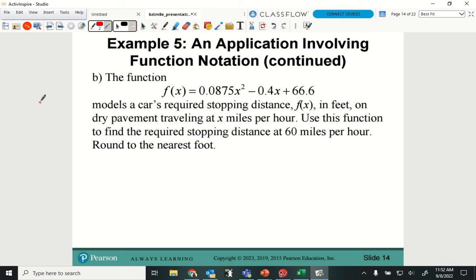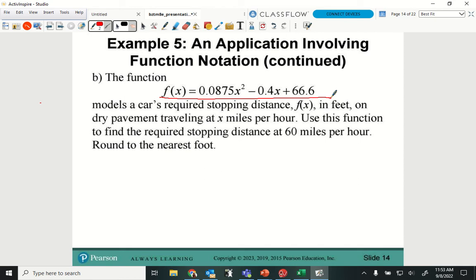Alright, so for here, we're on example 5. This is page 11 in our notes. We're hopefully going to be able to finish up these today. So for this right here, it says an example, an application involving a function notation. Continue. So we have a function here, and this is the function. All of that right there models a car's required stopping distance of f of x in feet on dry pavement traveling at x miles per hour. Use the function to find the required stopping distance at 60 miles per hour.